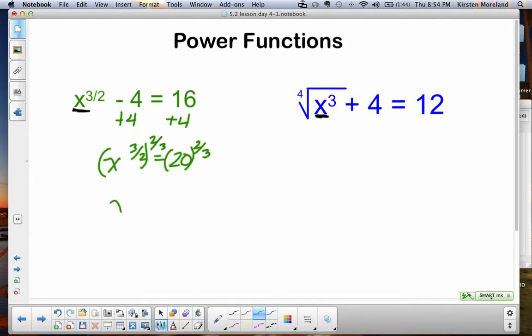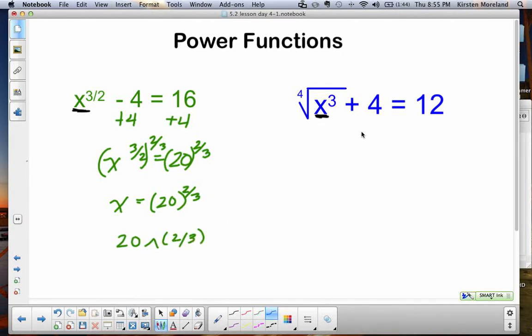And so x is going to equal 20 to the 2/3. I do not have a calculator on me tonight, so you would type that in your calculator: 20, caret key, parentheses, 2/3, and get your answer.